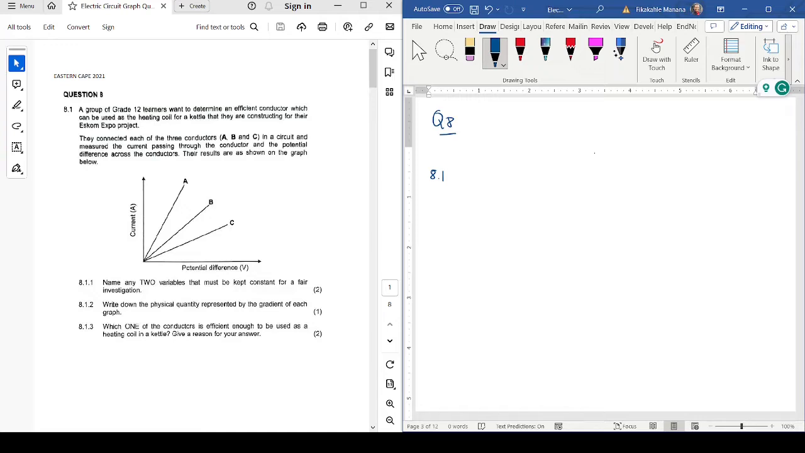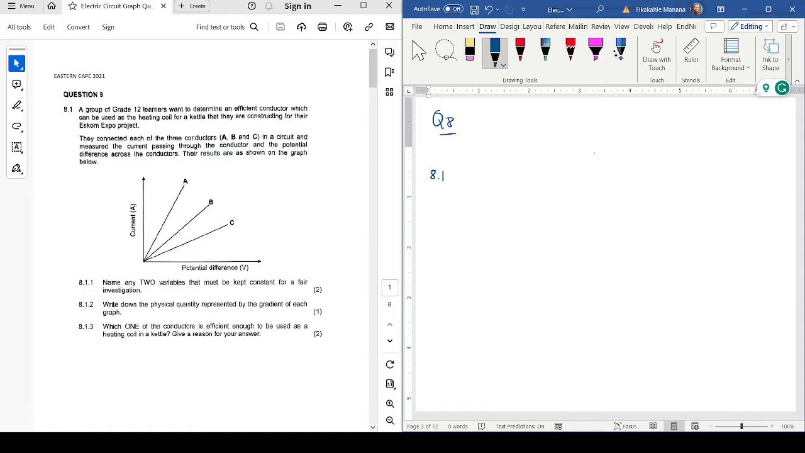And I am hoping that you guys will be the generation that will help us with our load shedding problems, right? So they connected each of the 3 conductors, A, B, and C, in a circuit and measured the current passing through the conductor and the potential difference across the conductors. Their results are shown on the graph below.